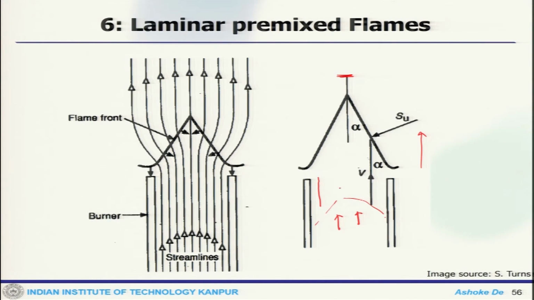That means, for the upstream velocity, see the burning velocity will be occurring towards this side normal to the flame front. Now, if this gas velocity reduces and at some point of time S_L becomes higher, then the flame would start propagating upstream.